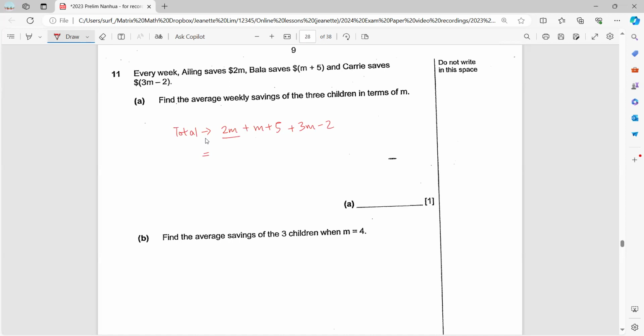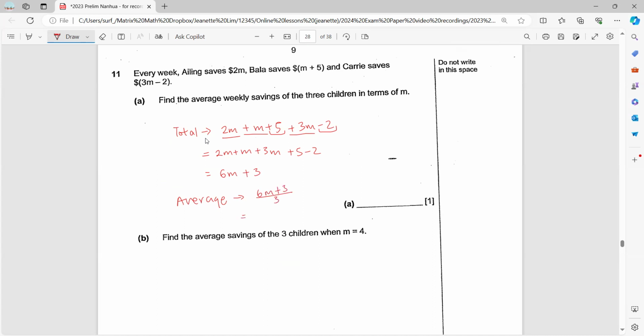So let's rearrange this. The sign will follow the number behind. So 2M plus M plus 3M, then plus 5 minus 2. 2M plus M plus 3M is 6M, plus 5 minus 2 is a plus 3. To find the average, we have to divide by 3.